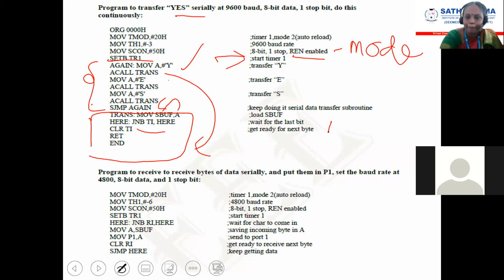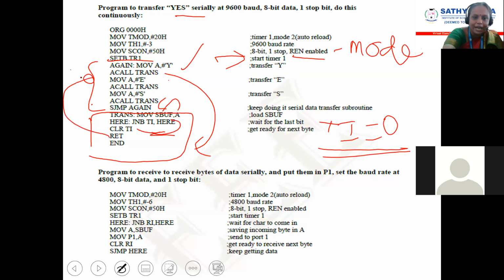JNB means jump if no bit. Till TI is set, I have to wait. Whether it has sent the data, I have to check each and every time. So the loop continues, and once it is sent, it comes to the next line. What is the next line? CLR TI, clear the TI. Then RET. Return means it will come back to the main program.